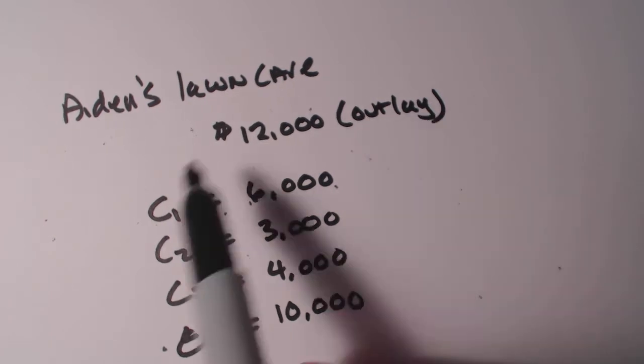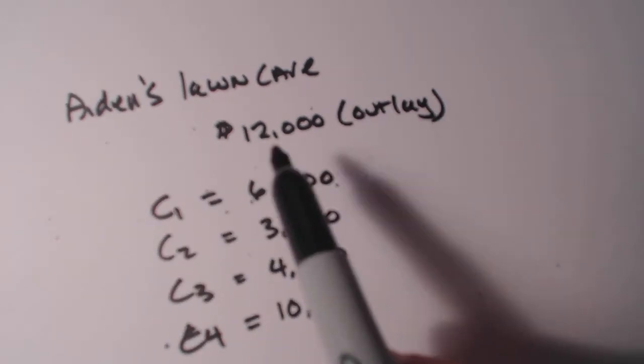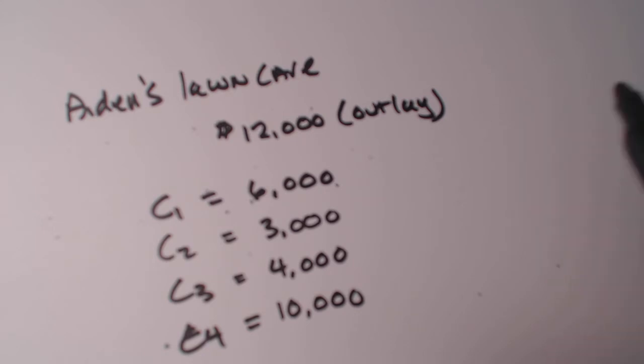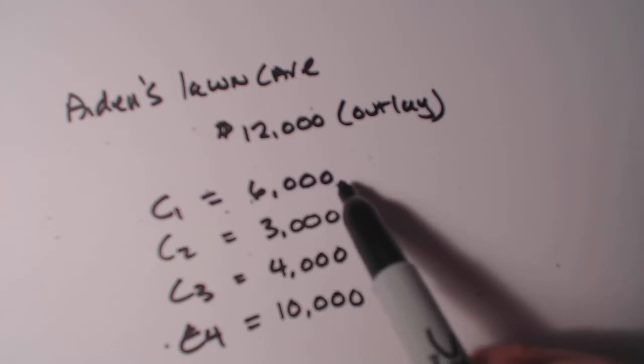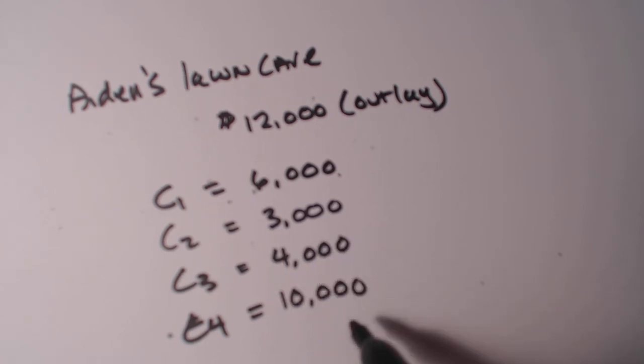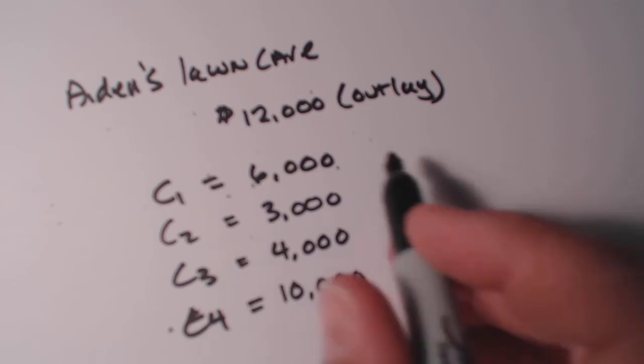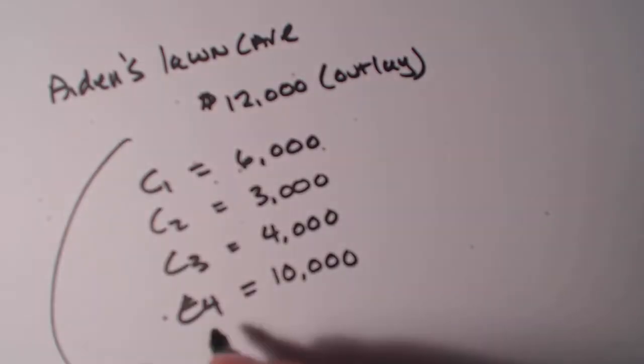So let me just go back over this. Aiden has a $12,000 outlay to purchase a truck and some lawn equipment in order to start his company. In the first year, through his contracts, he's going to make $6,000. In the second year, $3,000. The third year, $4,000. And the fourth year, $10,000. Well, the bank, because he's going to borrow this, is going to charge him 8% interest.